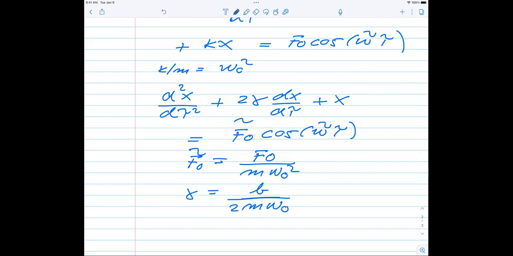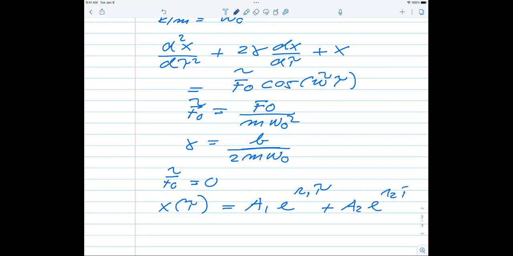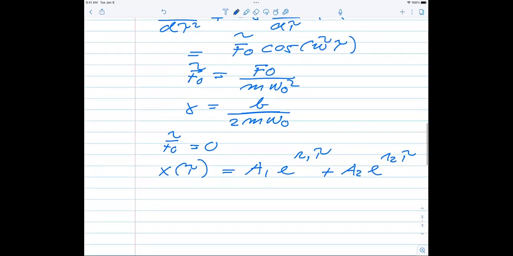And then what we found was that the solution with x, if we put now this f0 equal to 0, then we found that the solution x of tau was given by a constant a1 of e of r1 of tau plus a constant a2 of e of r2 of tau. And just let me quickly remind you what we had.